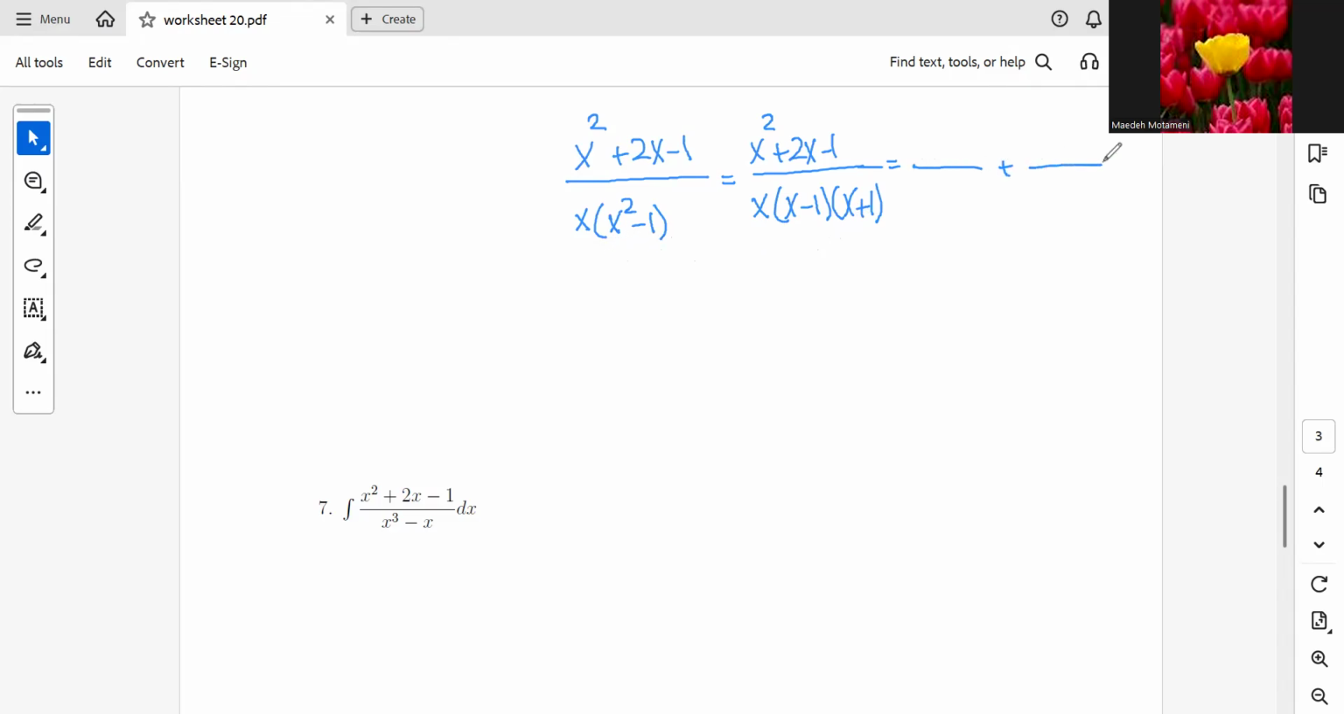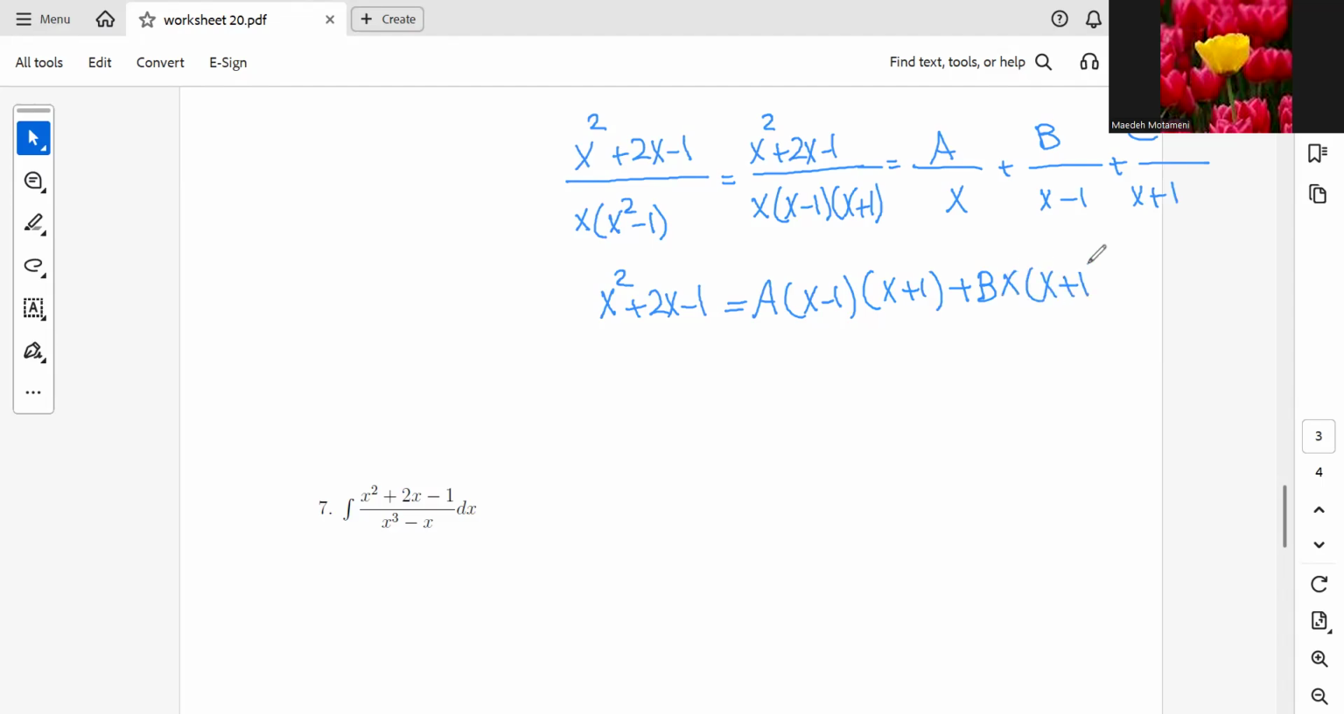Now we have three fractions, x, x minus 1, and x plus 1, A, B, C here. So again, we would keep numerators. x squared plus 2x minus 1 will be equal to A multiplied by x minus 1 times x plus 1 plus B times x plus 1 and C times x minus 1. You can either multiply A, B, and C into the following parentheses, or you can plug in some numbers.